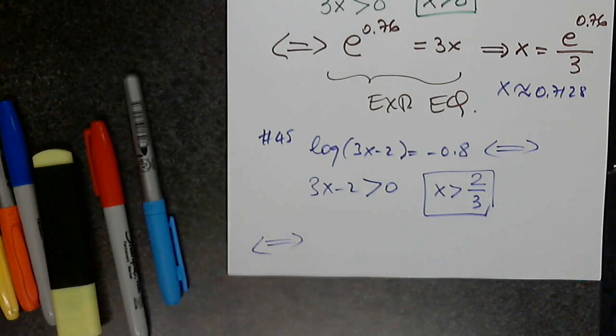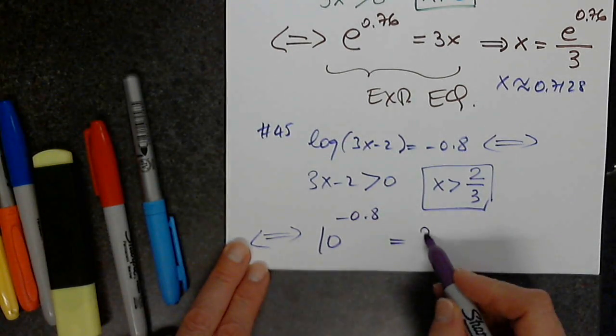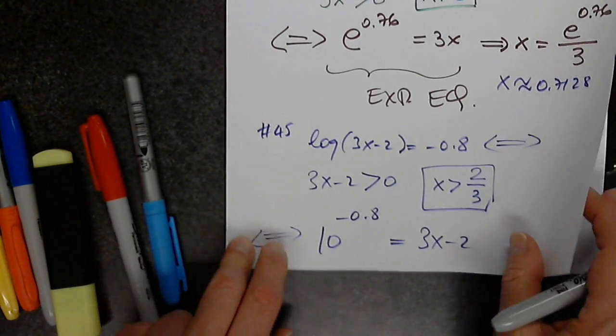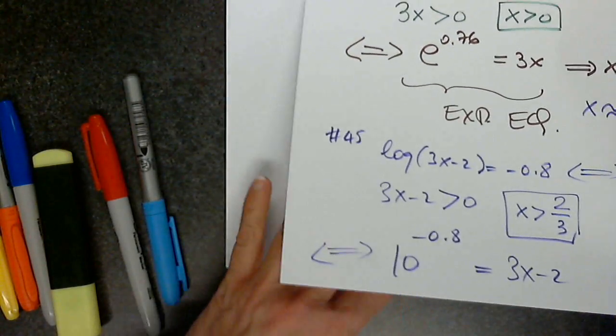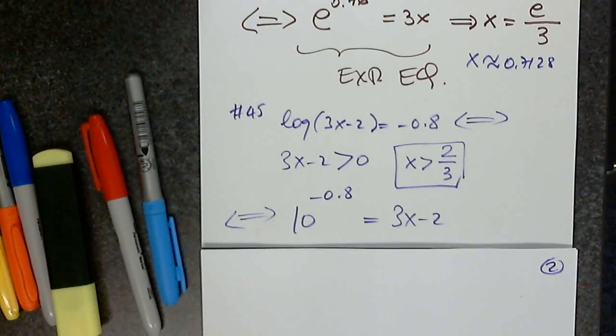Would it be 10 to the negative 0.8? Excellent. Equals 3x minus 2. Very good. What do I do next? So solve it. Take 1 minute and solve this, please, and give me x.